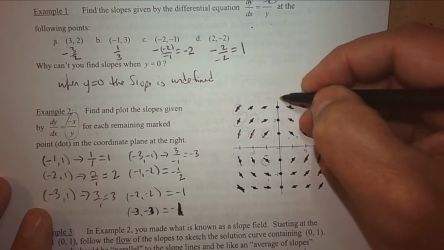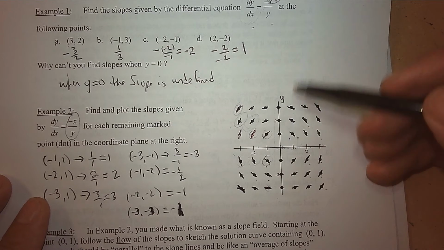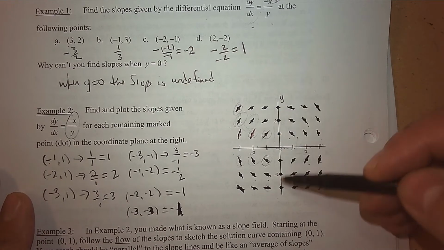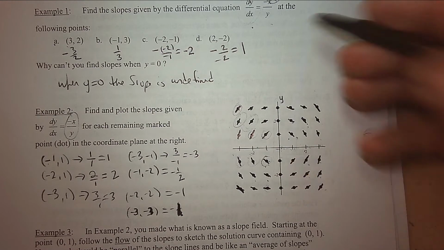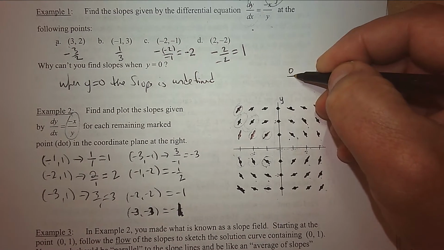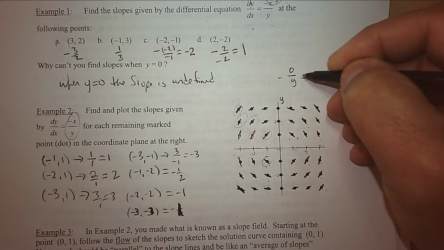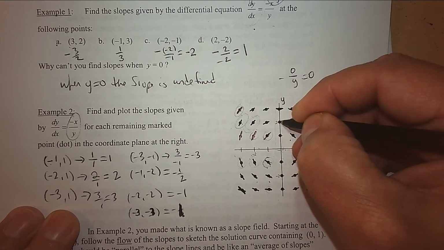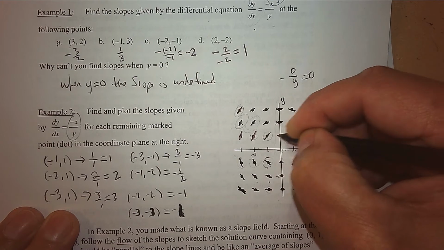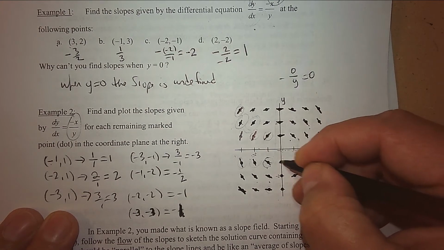So the y-axis, do you know that at every point on the y-axis, the x value is what number? 0. So 0 divided by, I don't care, what's going to be the slope at every point on the y-axis? Which means what kind of line? Horizontal. So everyone along here. The only one I'm going to skip over is that 0, 0. Do you know why?